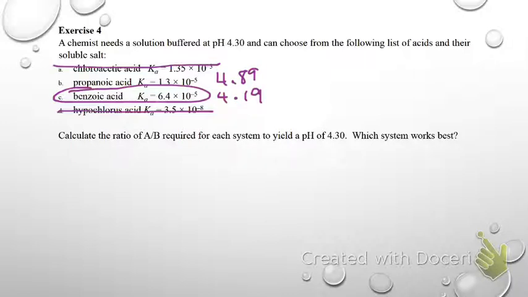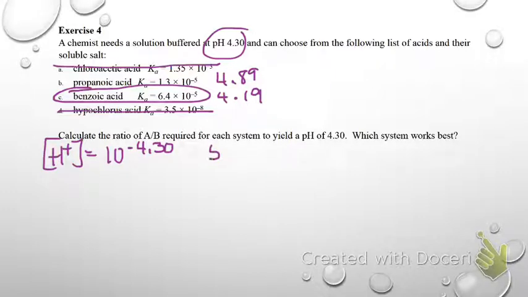Then it says calculate the ratio of acid-base required for each system to yield a pH of 4.30. Then it says which system works best. Well, we just skipped to it and said, hey, we don't need to do all those other ones because we can just go to benzoic acid. Because we have a pH right here, we can calculate our hydrogen concentration. Do you agree? 10 to the negative 4.3. Okay, so it is telling us to calculate that. So if we throw that in the calculator, we get 5 times 10 to the negative fifth.